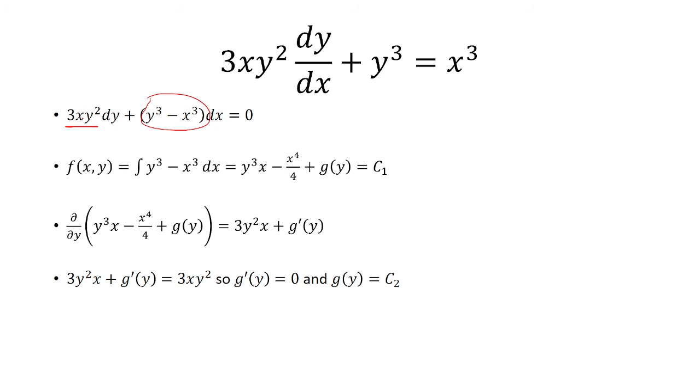Well, clearly they're the same. 3xy squared is the same thing as 3y squared x. So g prime has to be 0. In other words, g has to be a constant. So now I go back to the second step here, and I replace g of y with a constant.